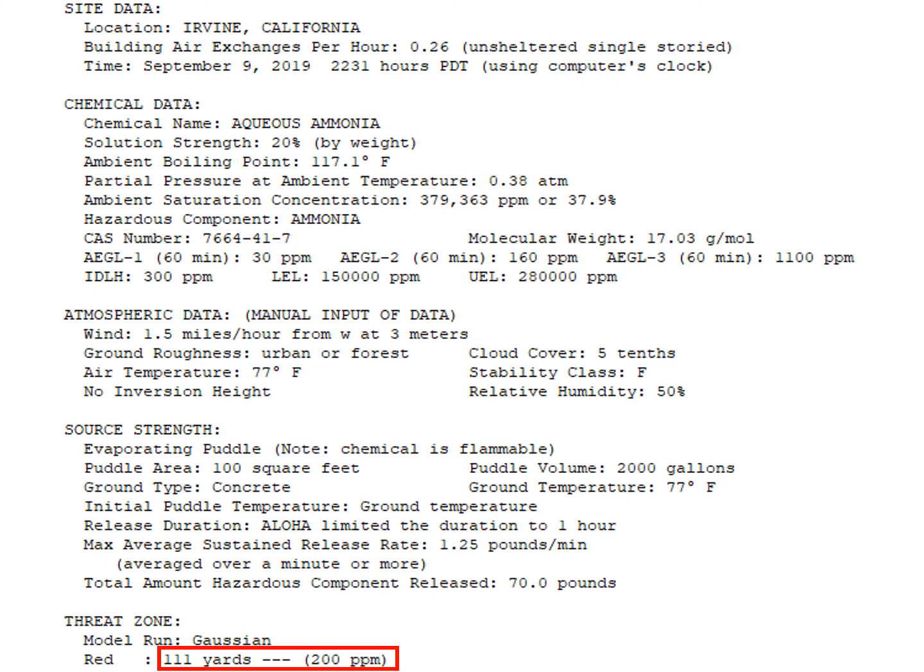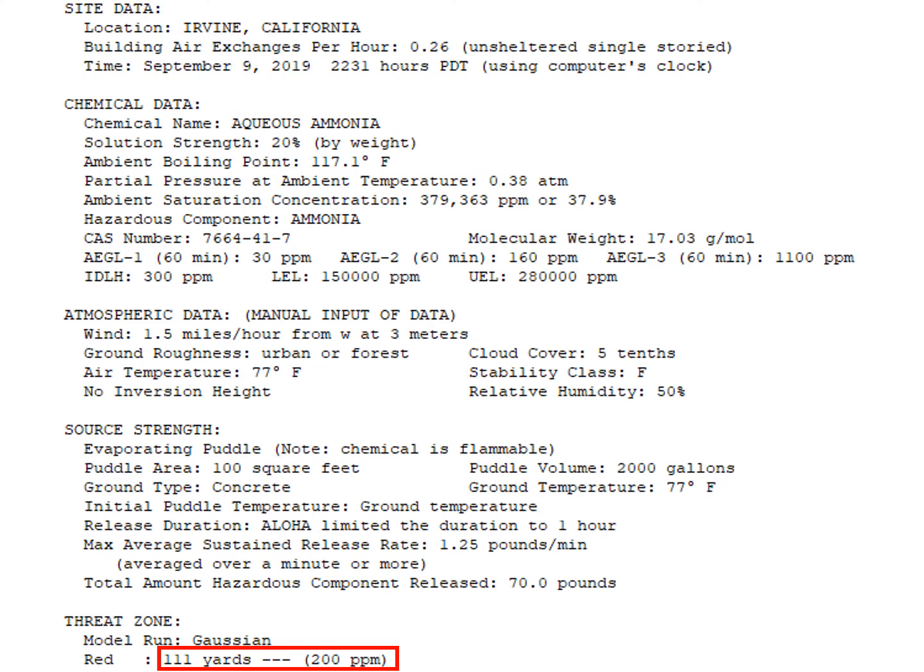For an aqueous ammonia solution, from the problem, we have that it's 20% by weight. The following physical properties are output from ALOHA, with a boiling temperature of 117 degrees Fahrenheit, a partial pressure of 0.38 atm, an ambient saturation concentration of 37.9%, the hazardous component of the solution, which is ammonia, the CAS number, and the values of toxicity limits that we had covered in the earlier slides.